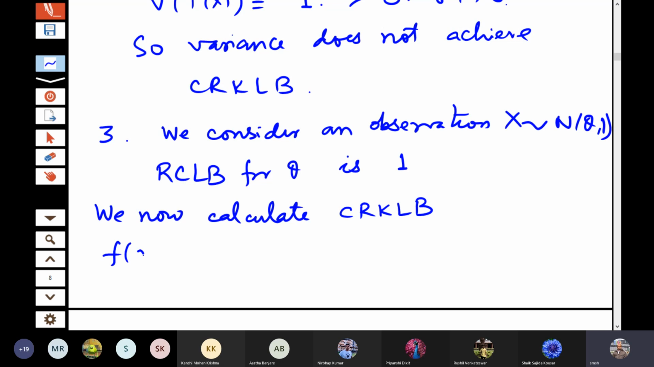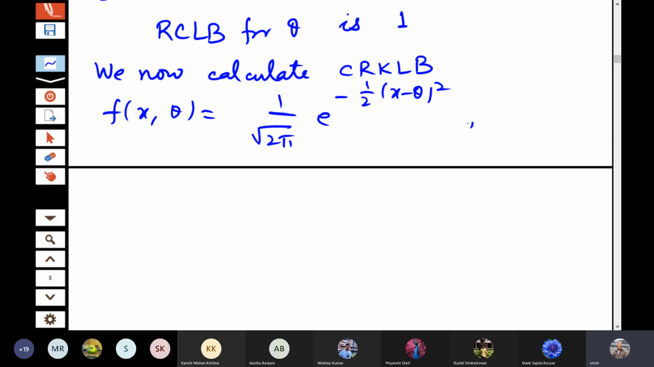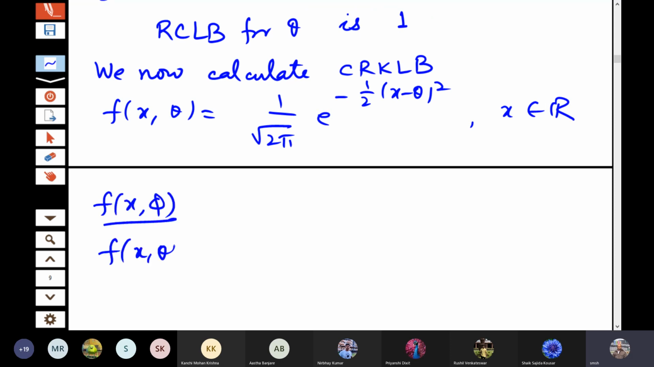So here if I consider f(x, theta), that is 1 by root 2 pi e to the power minus 1 by 2 (x minus theta) square. In the normal distribution we have the full range, so we don't have to write 2 times. I will just write once only. So f(x, phi) by f(x, theta): 1 by root 2 pi will cancel out, and e to the power minus x square by 2 will cancel out in the numerator and denominator. So you will be left with e to the power half (theta square minus phi square) e to the power (phi minus theta) x.